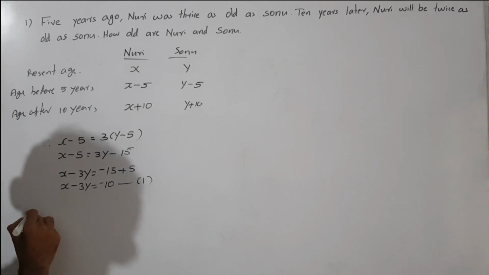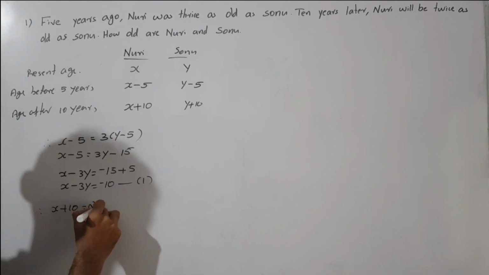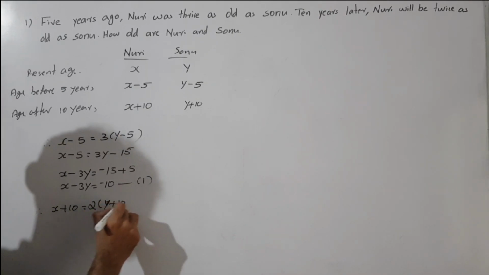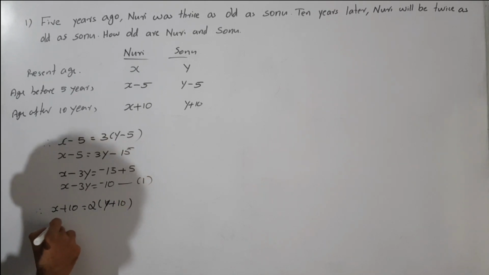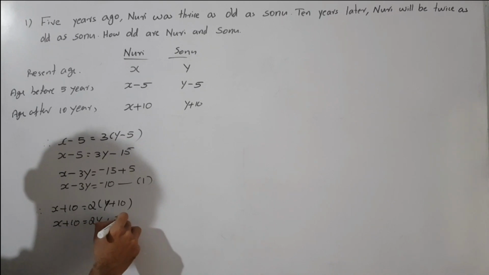How to write it: therefore x plus 10 is equal to 2 into y plus 10. 2 into y plus 10. Then expanding the bracket again, x plus 10 is equal to 2y plus 20.